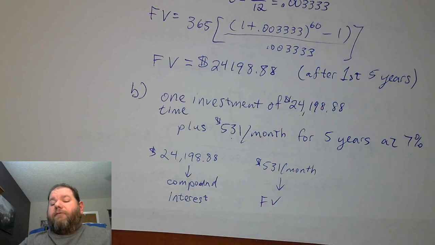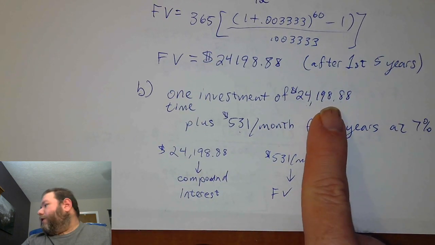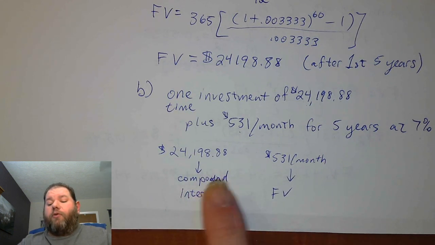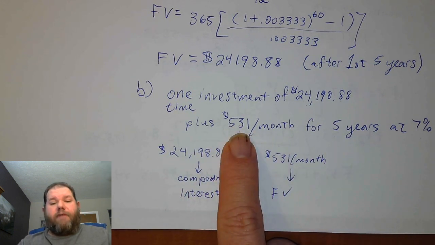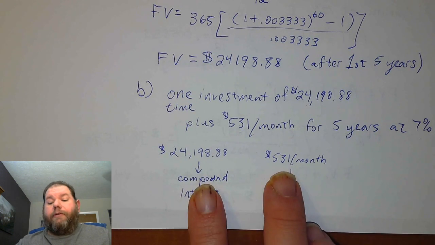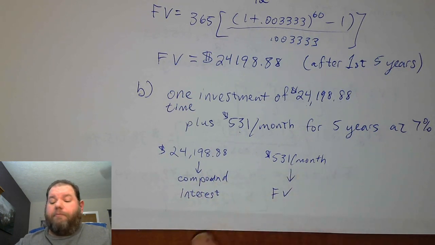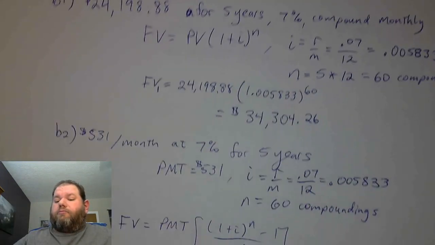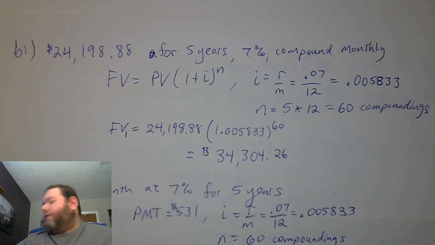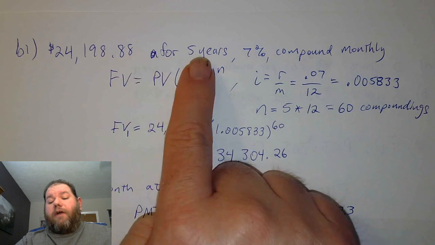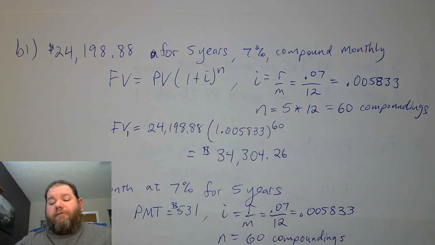So our one-time investment of $24,198.88 is basically a compound interest problem, whereas the monthly investment of $531 over that 5-year period is a future value problem. So we split up into 2 parts at this point. I called it B1 and B2. So for B1, we just made a one-time deposit, but it stays in this account for 5 years, earning 7% compounded every month.